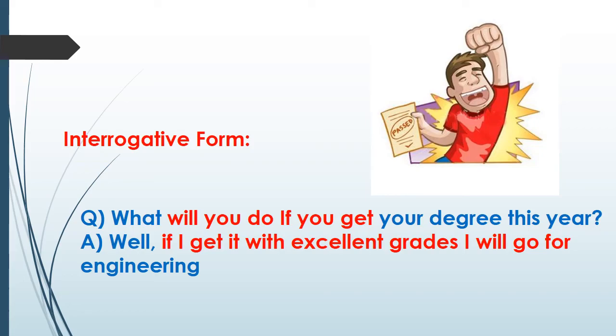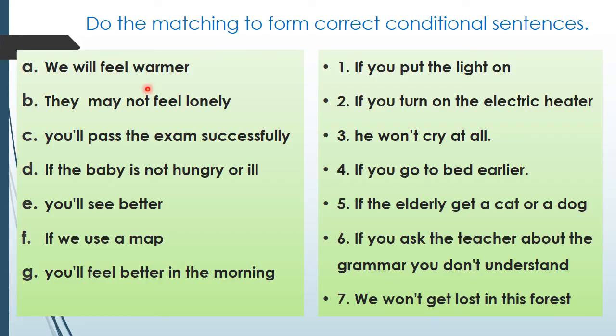Okay, clear? So here we have a very simple exercise. Do the matching to form correct conditional sentences. You have A to G and you have 1 to 7. Okay, you match the sentences to have correct conditional sentences. Let's do the first example. Will feel warmer means you are at home and you feel cold, so you say to your mom, will feel warmer what if you turn on the electric heater. Okay, if you have at home the air conditioner or the electric heater, you turn it on, then you feel warm. So you do the others, please.